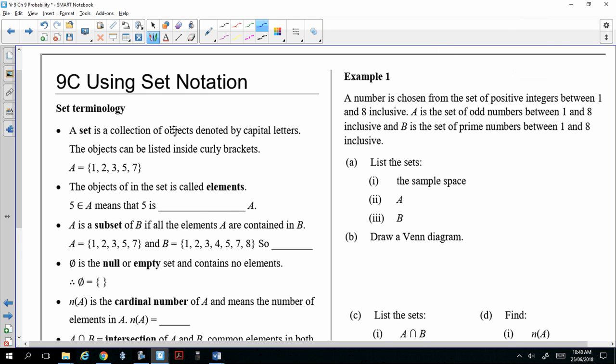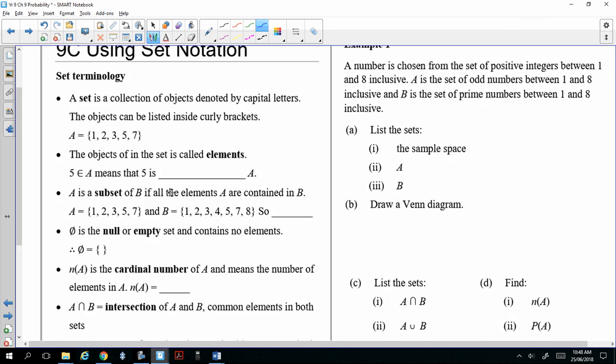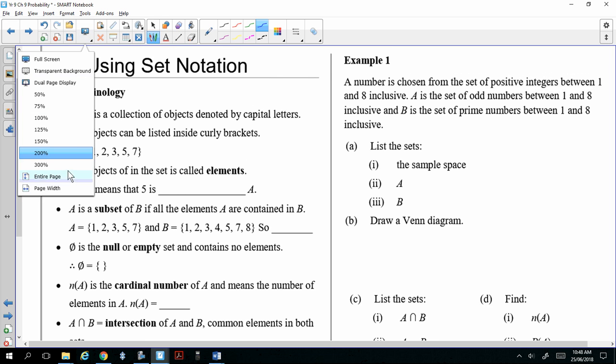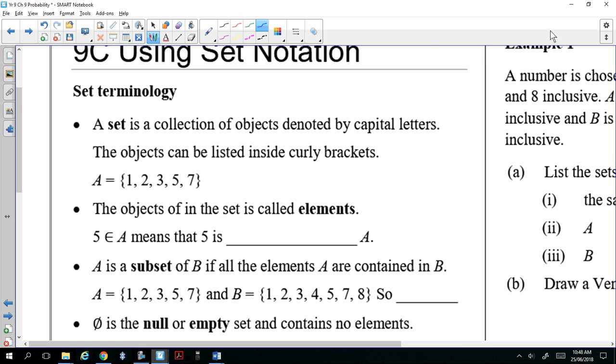about set notation. There are a lot of new symbols you're going to learn. You're going to learn what they mean, and they're very easy to learn. And this is relevant for this topic. All right, okay. So set notation is a collection of objects.